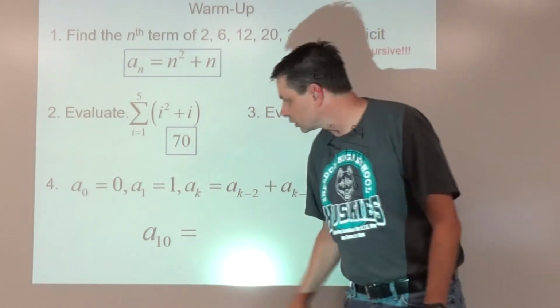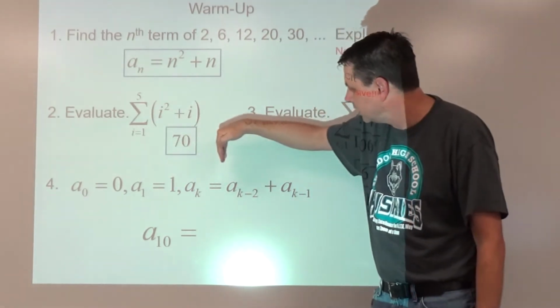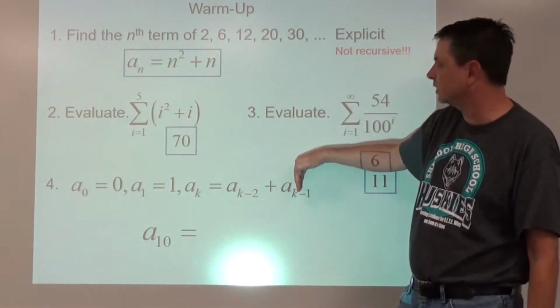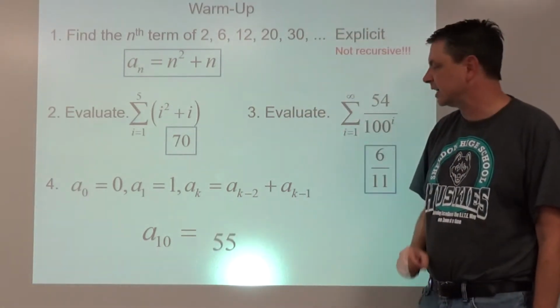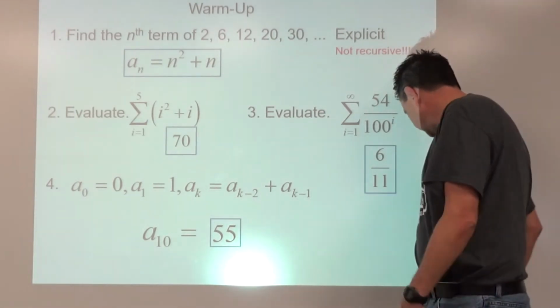And last one, we've got a recursive sequence where a sub 0 is 0 and a sub 1 is 1. And then the next one is the 2 previous plus the previous. And what would be a sub 10? In this case, we get 55, and that is known as the Fibonacci sequence.